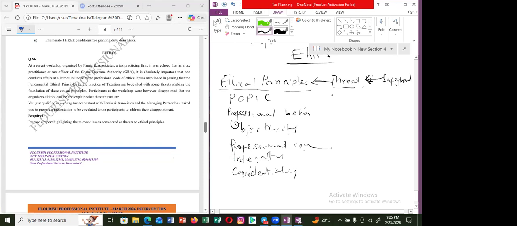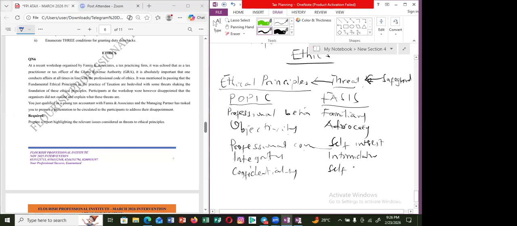Now the threats, the code is this. Familiarity, advocacy. If you use codes, it's very easy to remember advocacy. Self-interest, intimidation, self-review.